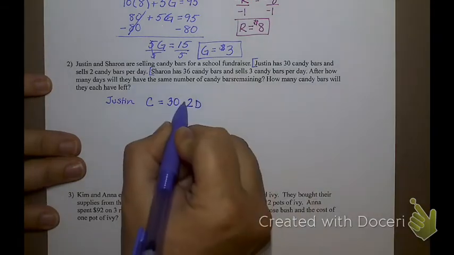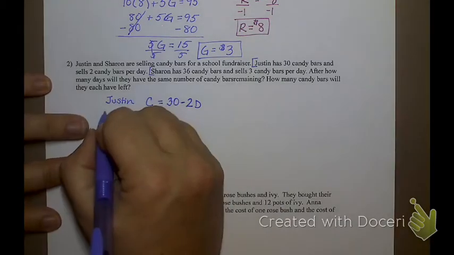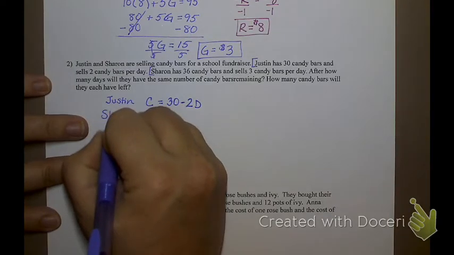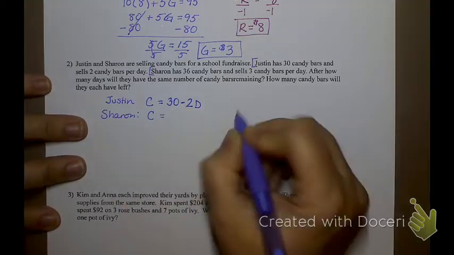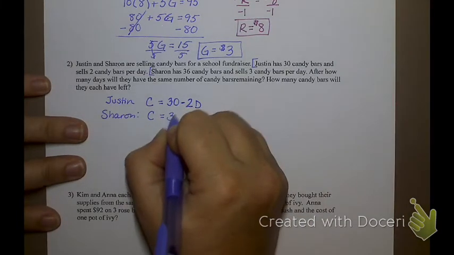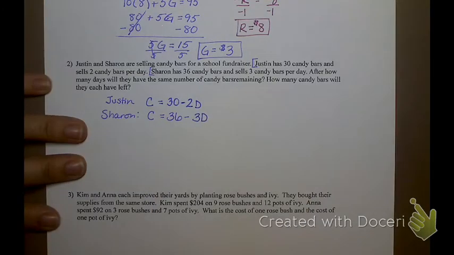And I'm going to put a subtraction there because he is decreasing his amount by 2 per day, correct? Okay. So then using that pattern, what is Sharon's going to look like? The amount she has is equal to what? 36 minus 3D because she is selling 3 per day.